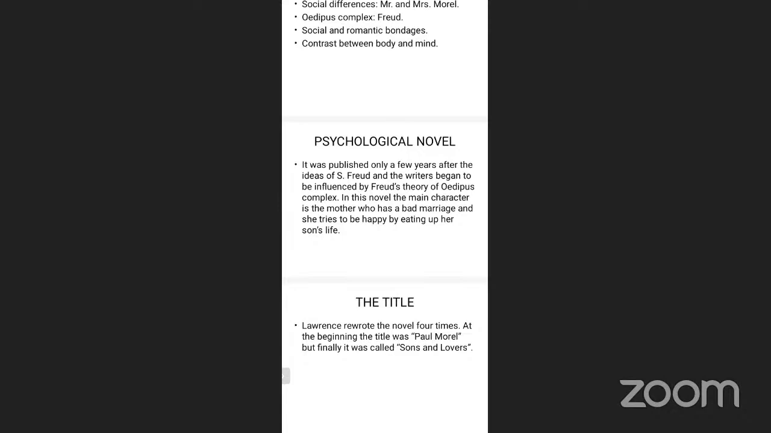You can say that this is the gist of the theory or the concept that is called Oedipus complex. It's not Oedipus, the O will be silent over here, so it's Oedipus complex. There is another concept that is called Electra complex, and both these concepts have been given by Sigmund Freud. Sigmund Freud was a psychologist, as I have already mentioned, and this novel was written in 1913, isn't that so?